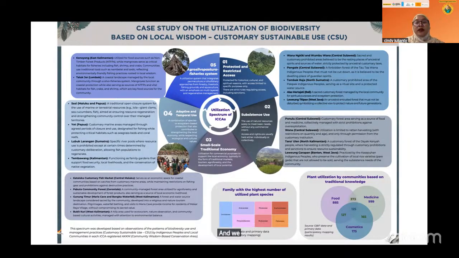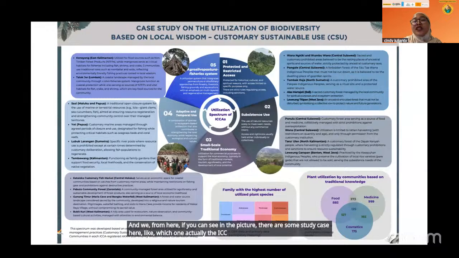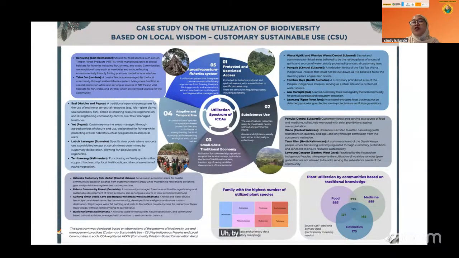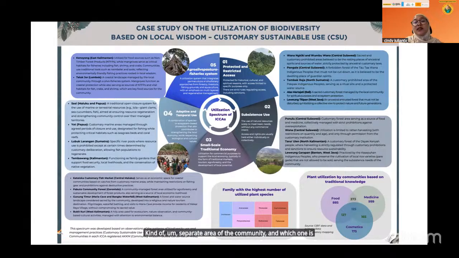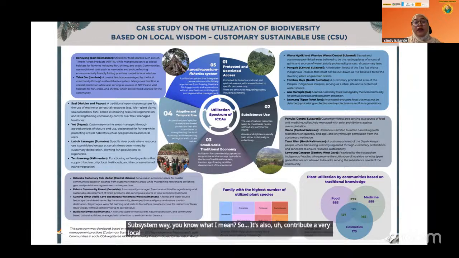And from here, if we look at the picture, there are some case studies, like territories that are restricted by the community from being accessed by other people or external actors, very protected by the community. Here, we found in Sulawesi, Pangale, and also Alas Mertajati, a sacred area of the community, which is utilized by the community in a subsistence way, you know what I mean? So it also contributes a very local economic approach of the communities themselves.